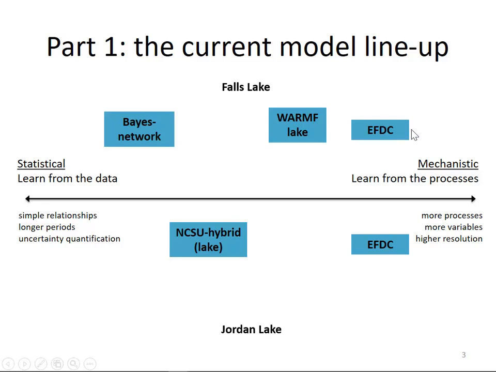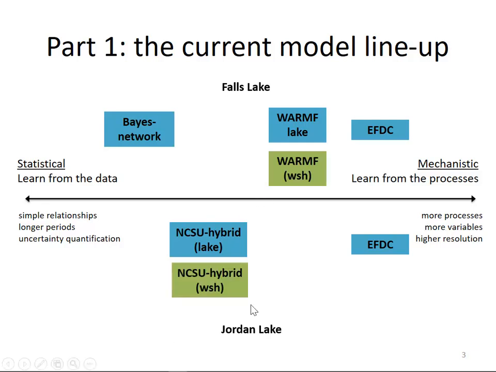For Falls Lake, we have three models that are being developed right now. We also have an EFDC model. We have a WARMF lake model, which is a somewhat simpler model that can be run more quickly, so it can potentially be used to evaluate different scenarios more efficiently. And then we have a more purely statistical model known as a Bayes network model. And these are just the lake models. In addition to that, we also have some watershed models that have been developed recently. And here you can see them. For Jordan Lake, we also have what I would call a hybrid watershed model. And then for Falls Lake, we have a WARMF watershed model.